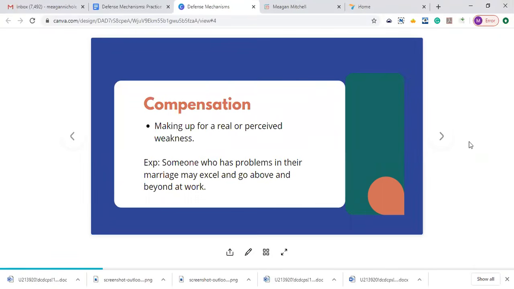So the first defense mechanism is compensation, and this is when a person makes up for a real or perceived weakness. An example of compensation is when someone who might be having troubles at home with their marriage is working long hours at work and really putting in the time to go above and beyond so they can excel. So you're making up for this weakness that you have at home by putting your energy and your effort into something else. Someone else asked me a question when studying this, and they said, would knowing that you're overeating so you compensate by exercising more count? Absolutely, that is a defense mechanism.